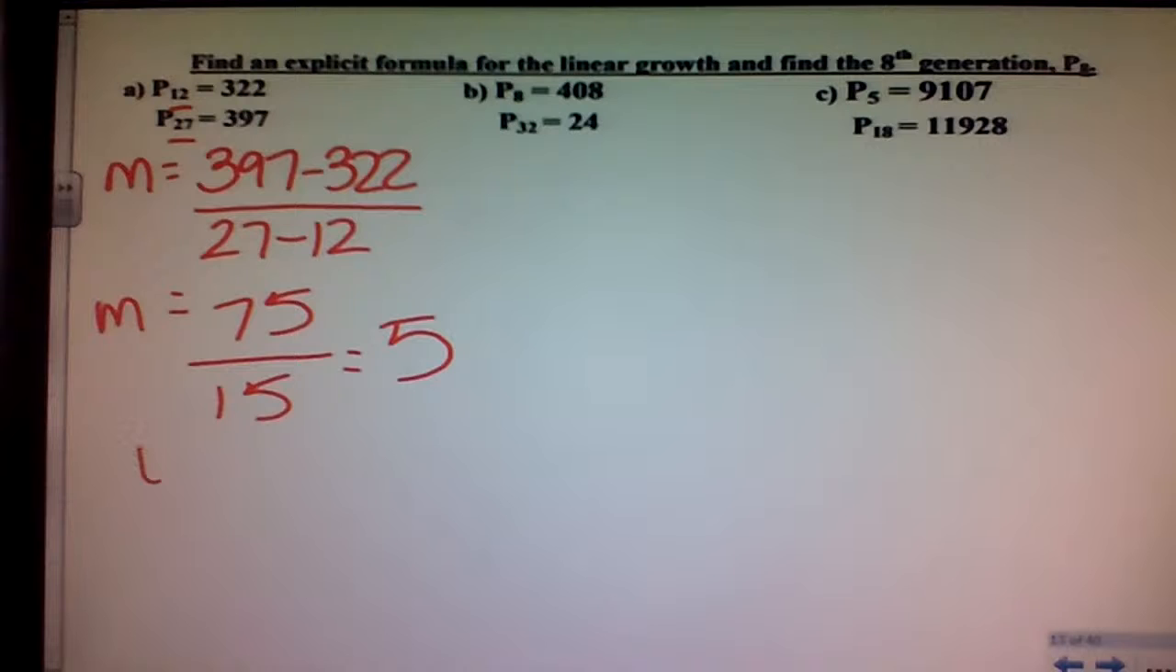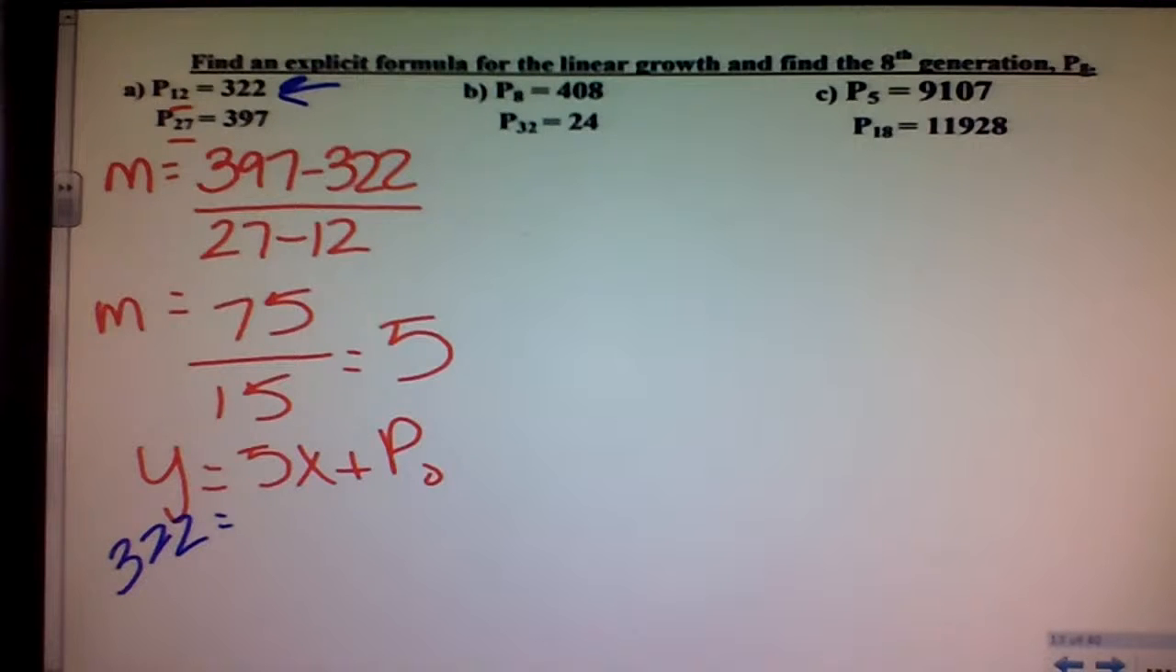So my equation is y equals 5x plus p sub 0. I still need to find p sub 0. So I do that by taking either one of these points, it doesn't matter which, and plugging it in. Sierra, what point do you want to use? The 12 or the 27? The 12. So 322 is my y. 12 is my x.